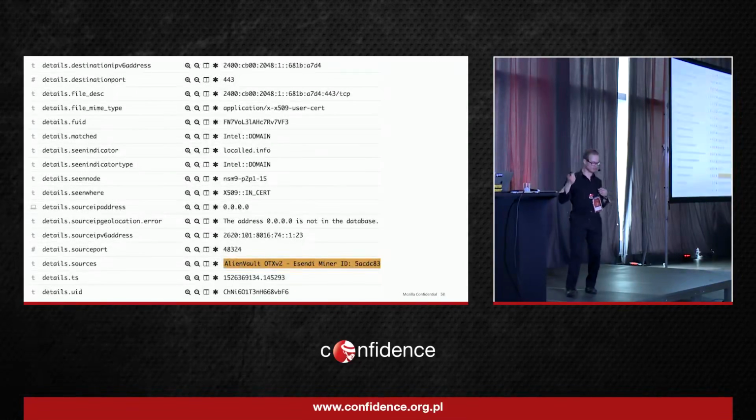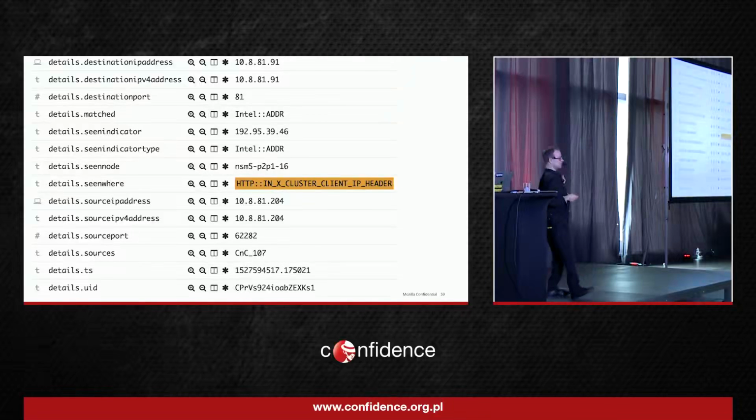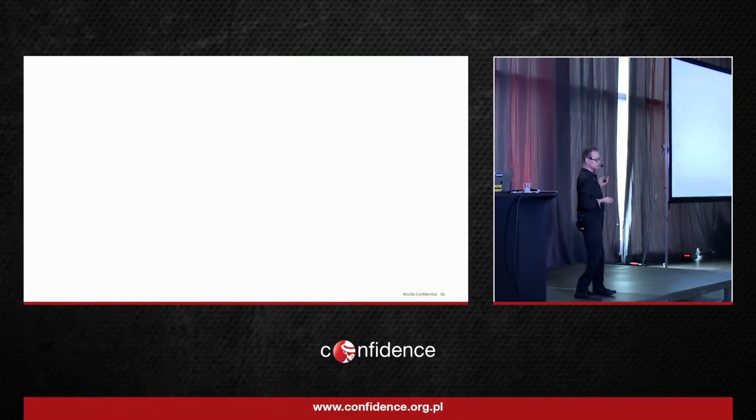So that's just an example of a log file. Here we matched a malicious domain inside of the SSL certificate. And here we matched client source IP in the custom HTTP header that does not exist probably anywhere outside of Mozilla.